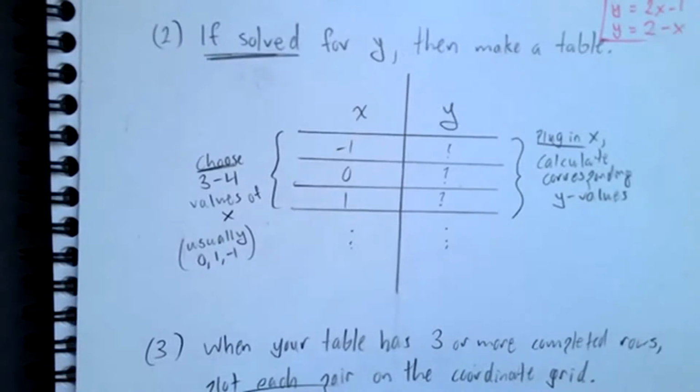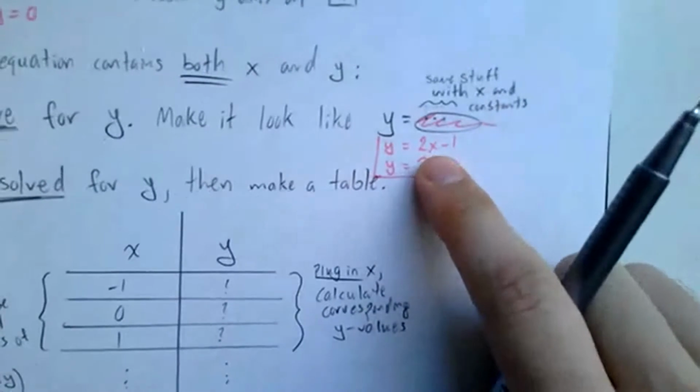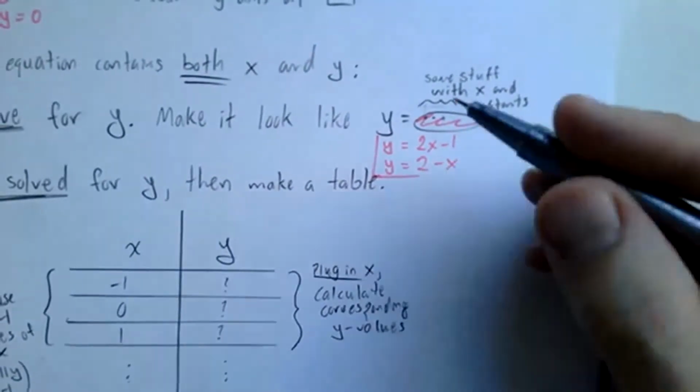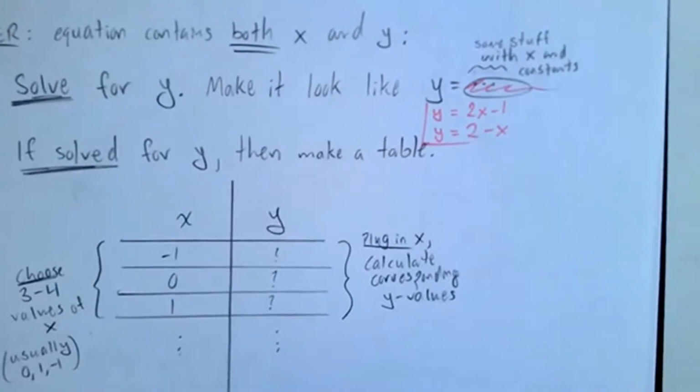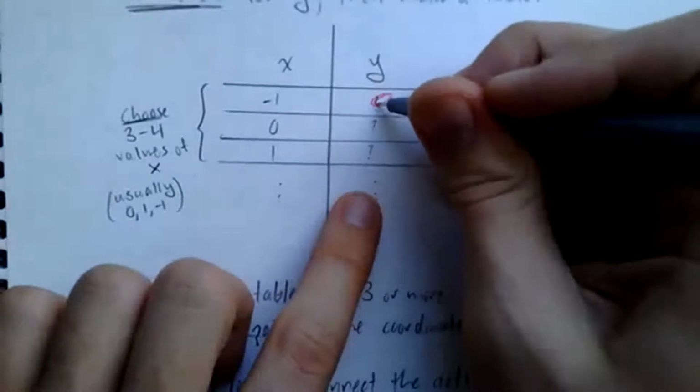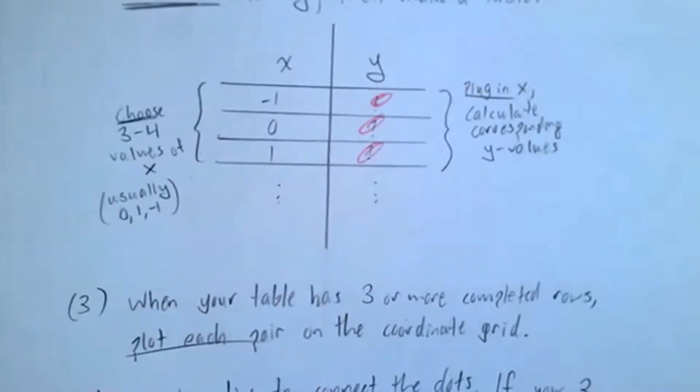First, choose 3 to 4 values of x, usually 0, 1, and -1, but you can also do some other values. You could do 1, 2, and 3. Any values of x that will fit on your graph that you've made. And then proceed by plugging in x, calculating the corresponding y values. So in these cases, we plugged in x to the right side of the equation, and we figured out what the value of y must be in order to make the equation true. So once you've done that, you've filled in your different values of y.